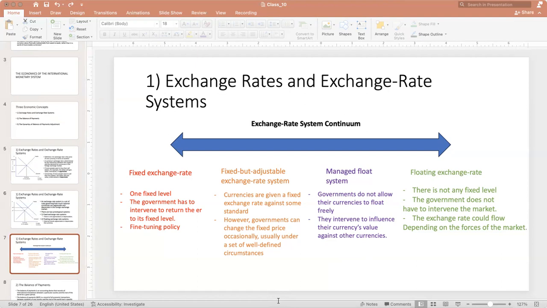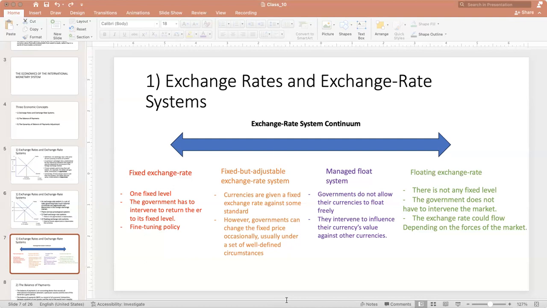However, there is another type of fixed exchange rate system that is a little bit more relaxed. And this is the fixed but adjustable exchange rate system. It has, of course, a fixed rate. In a fixed but adjustable exchange rate system, the value of a country's currency is pegged to another currency or a fixed value such as gold, and the exchange rate remains relatively stable. It is not allowed to fluctuate freely based on market forces.